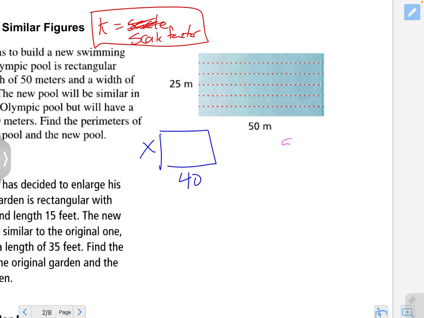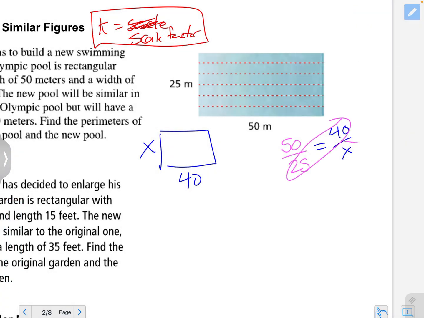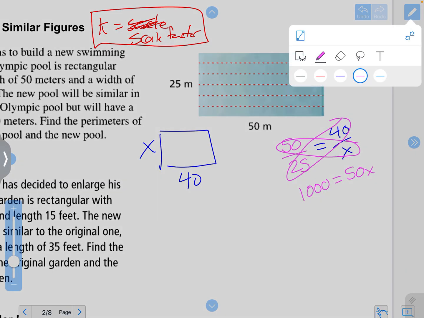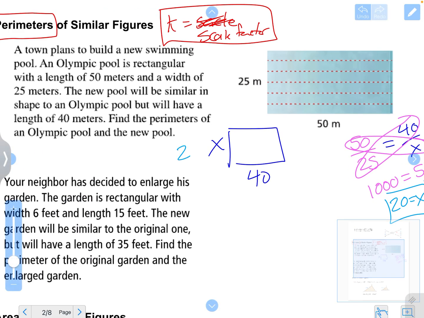So I'm going to start with my Olympic pool, and I'm going to put the large side over the small side, and then I'm going to start with the new pool, which is going to be 40 over x. And so we're going to cross multiply. So 25 times 40 is 1,000 equals 50x. And then we're going to divide by 50, which gets us 20 equals x. So we know that 20 equals x.